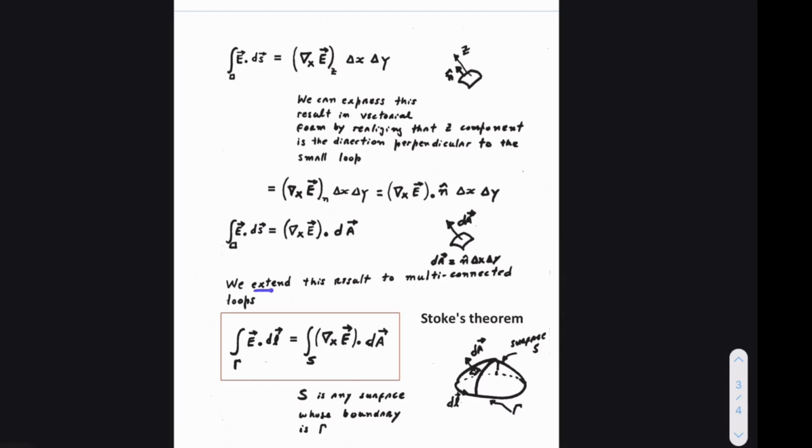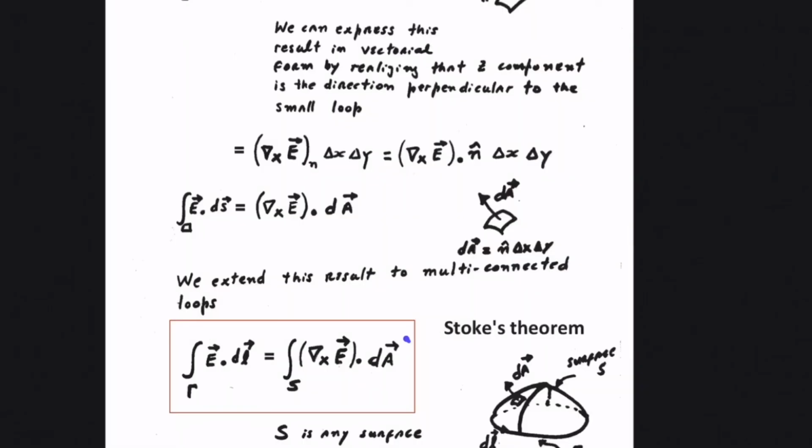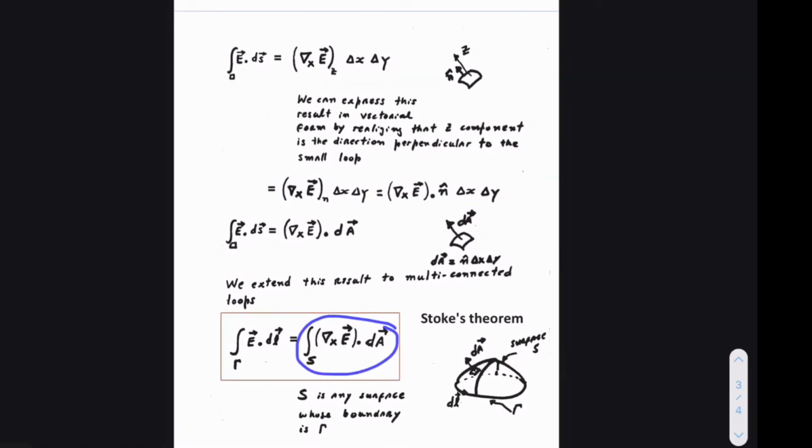Now, how do we extend this result to multi-connected loops where the area of the loops are very, very small and the number of the loops tends to infinity? Well, you guessed it right. We have to integrate this quantity over that whole surface. This is that surface integral, and this is what we call Stokes' theorem.